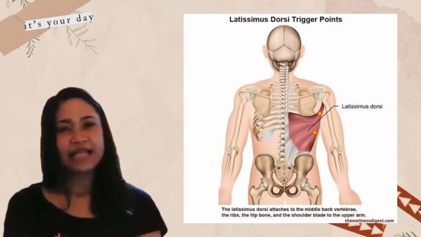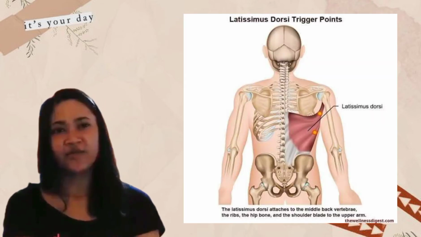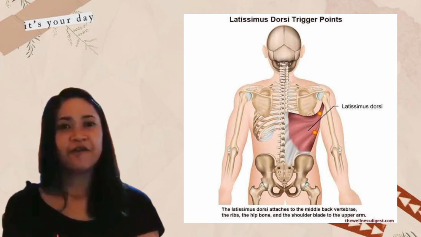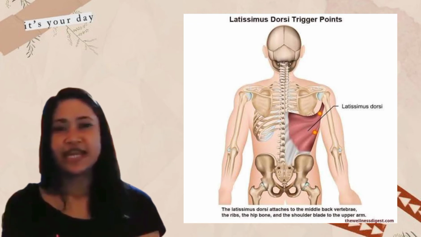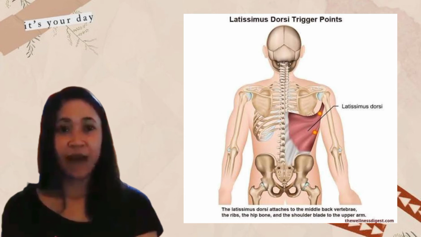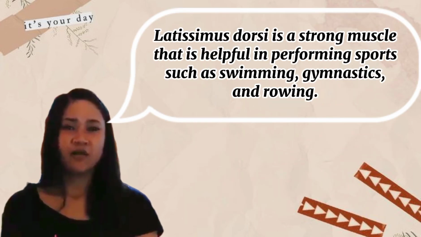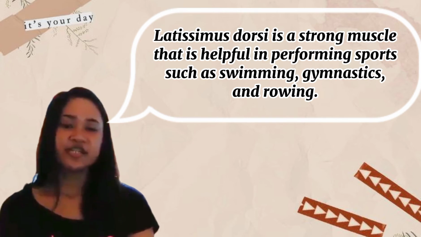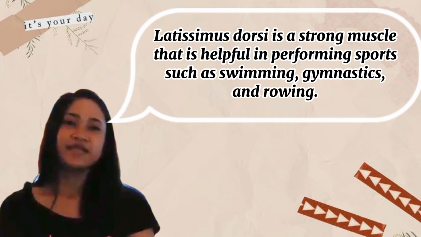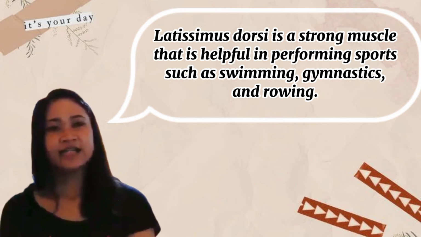Anatomically, the latissimus dorsi is a muscle of the backbone. However, functionally, it is a muscle of the upper limb. Latissimus dorsi is a strong muscle that is helpful in performing sports such as swimming, gymnastics, and rowing.